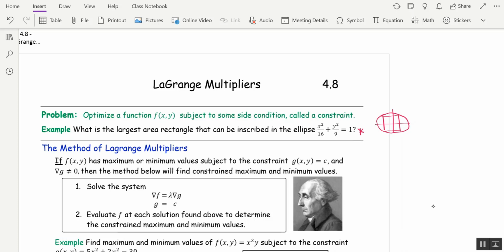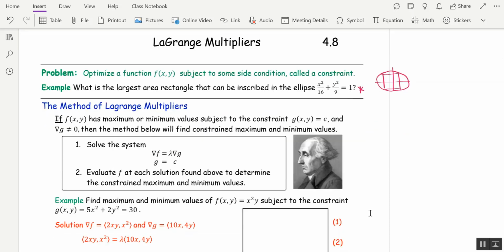So the method of Lagrange multipliers tells us that we want to be looking for points that satisfy this system of equations. Del F equals lambda del G. Now that means the gradients are parallel. F is the function we're maximizing or minimizing. G is the constraint. The second part of this system is we set G equal to C. That's just the constraint. And so you find the points that satisfy that system, and then you evaluate F at each point to determine the max and min.